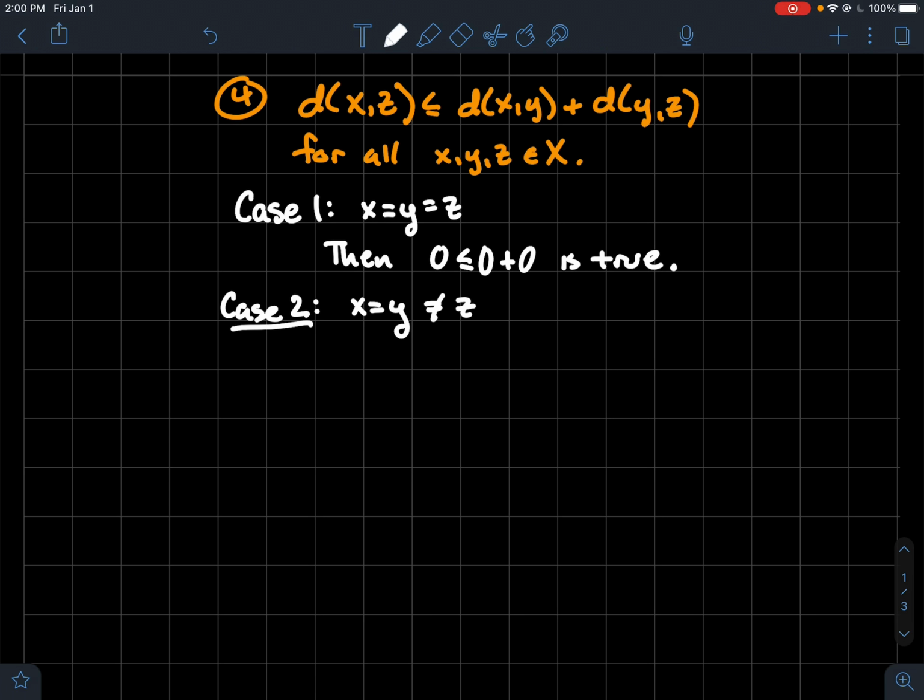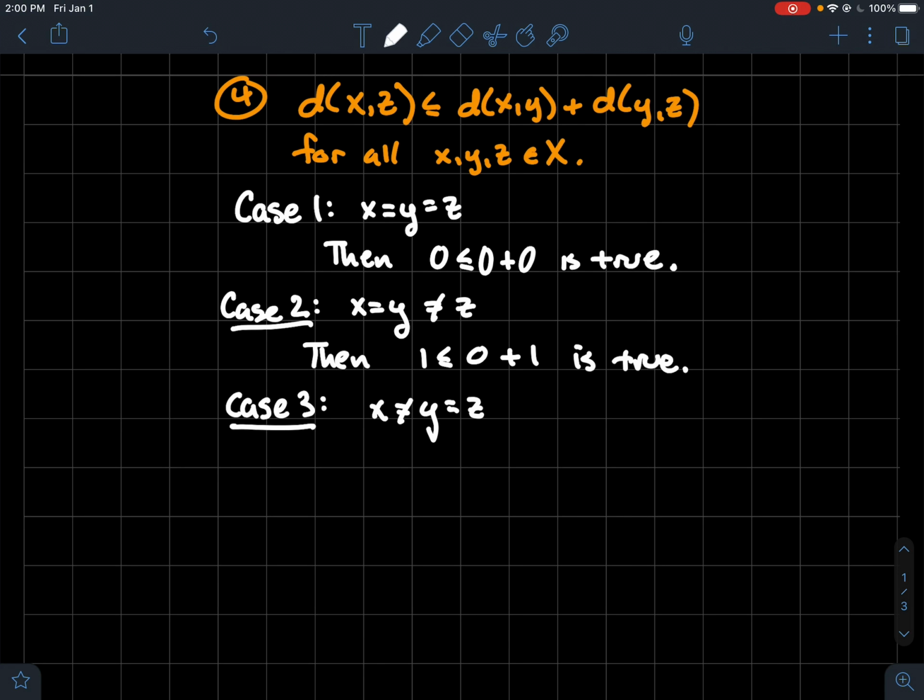Case 2, what if x is the same thing as y, but neither of those guys is the same thing as z? In that case, again, thinking about these expressions up here, well, if x is not equal to z, then that's 1. And if x is equal to y, then that's 0. And finally, if y is not z, then that's 1. So that inequality looks like 1 is really less than or equal to 1, which of course is true.